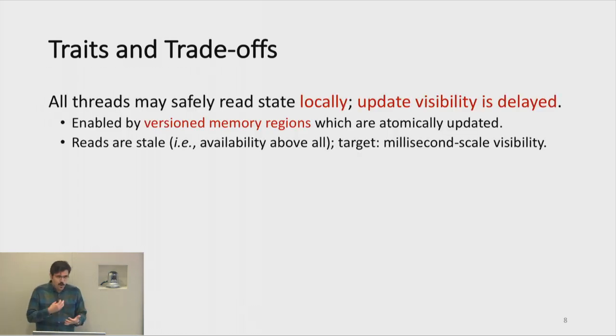So first, all threads, whatever state they might require, they can read it locally. But update visibility is delayed. So reads are fast, updates might be delayed. How we do it is by versioning memory regions. So a piece of address space you have might be different. You might have a different view on different threads. It might be different versions. And obviously, the reads might be stale. So we are putting availability above all in the system. But our target is to update these snapshots at the millisecond time scale with a very low overhead.